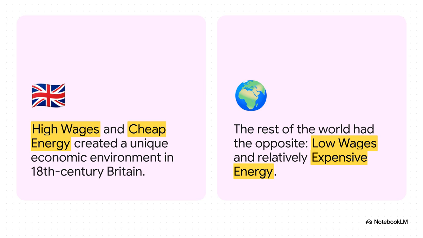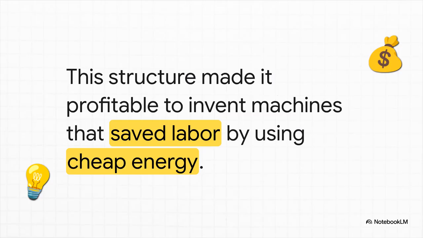On one hand, British workers had surprisingly high wages, which meant labor was expensive. But at the exact same time, Britain was sitting on mountains of easily accessible coal, giving it the cheapest energy in the world. And that combination, expensive people and cheap power, that was the secret ingredient. You see, this combination created a powerful financial reason to innovate that had never existed before. For the first time in human history, it actually made business sense.